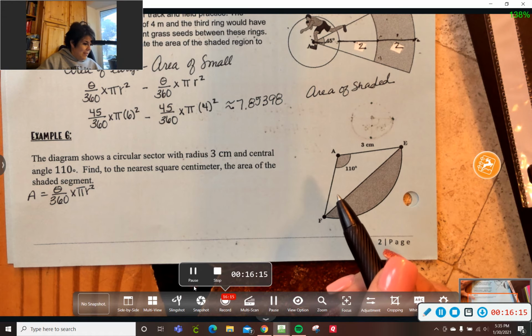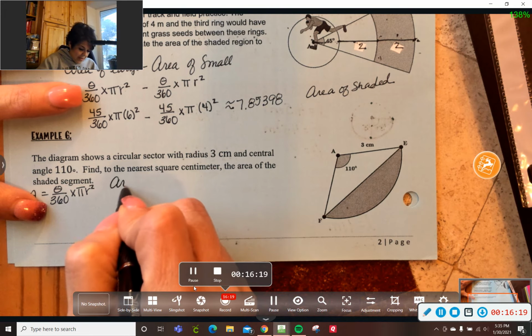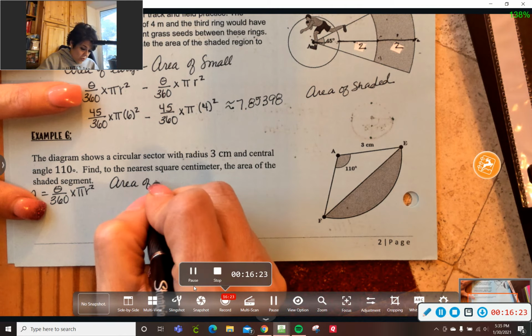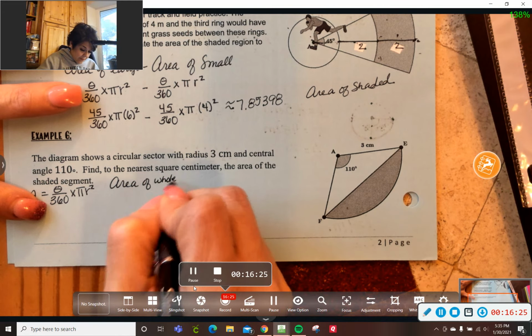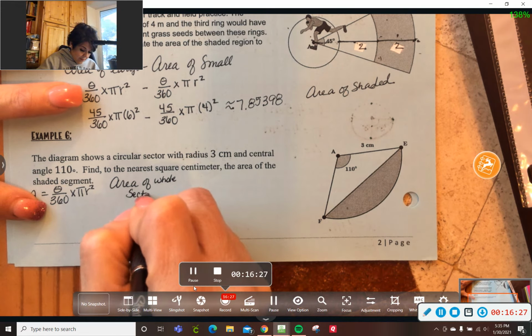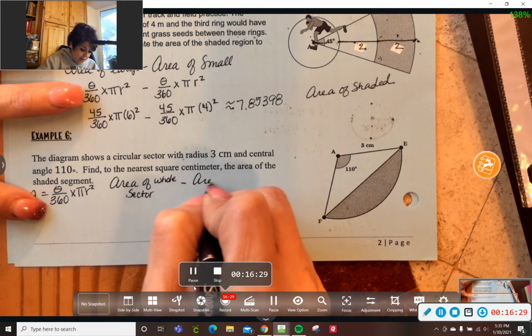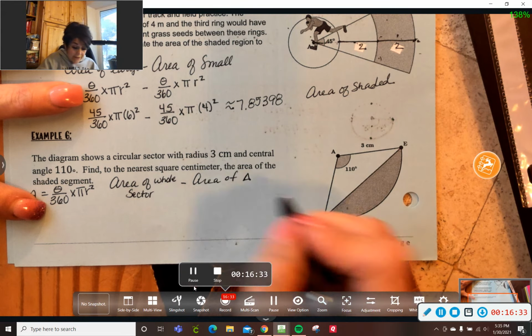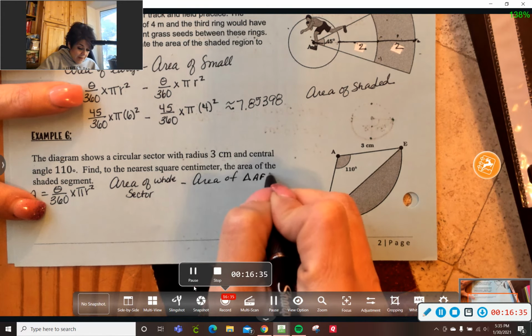I can't get my paper to stay. Stay, paper.